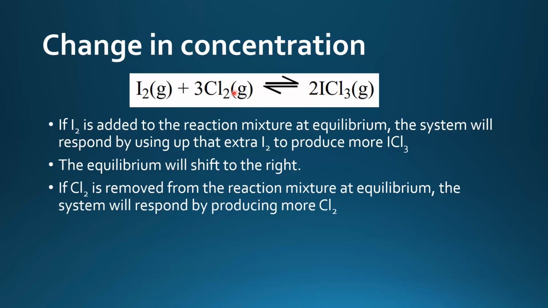Next, we look at the case where chlorine is removed from the reaction mixture. If chlorine is removed from the reaction mixture at equilibrium, the system will respond by producing more chlorine. So by removing chlorine from the reaction mixture, the system will respond to try to produce more chlorine. So the equilibrium will shift to the left.